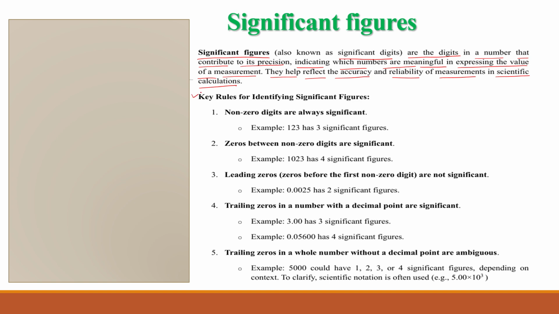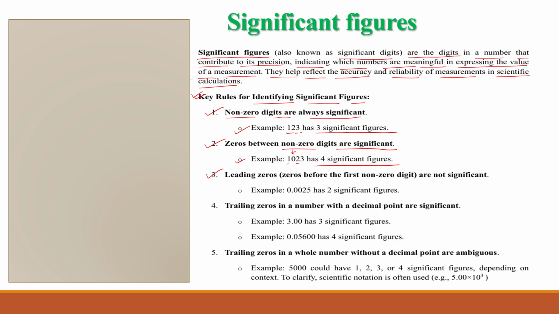Now the key rules for identifying significant figures. First one, non-zero digits are always significant. Example, 123, here 3 significant figures. Another, zeros between non-zero digits are significant. Here is a 0 between two non-zero digits, so here the significant figures are 4.